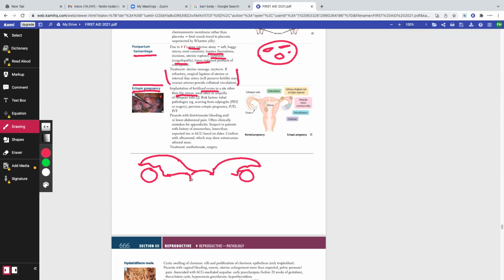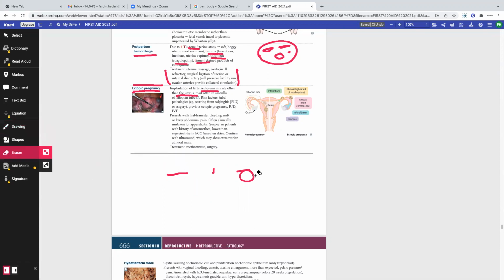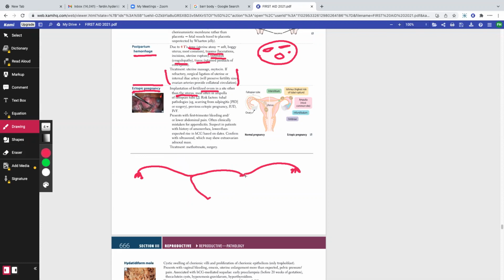I'm sorry, instead of drawing a uterus, I think I drew that one. Just give me one second.